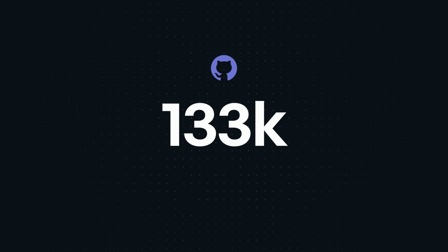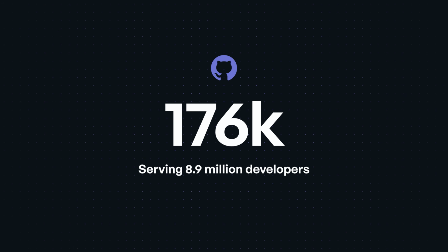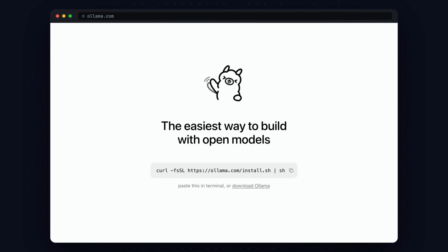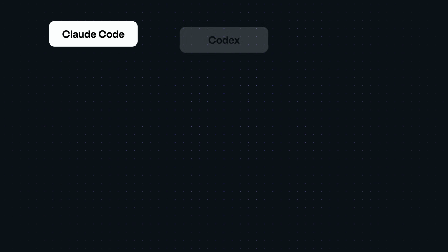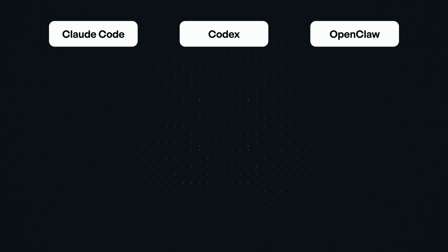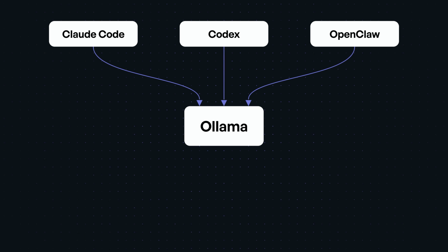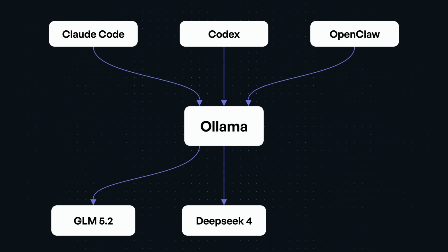Ollama is a headless LLM server with over 176,000 stars on GitHub that lets you run open models through any app or agent. That includes Claude Code, Codex, and even OpenClaw. You can point your tools at Ollama, which either manages local models or routes your traffic to hosted models.